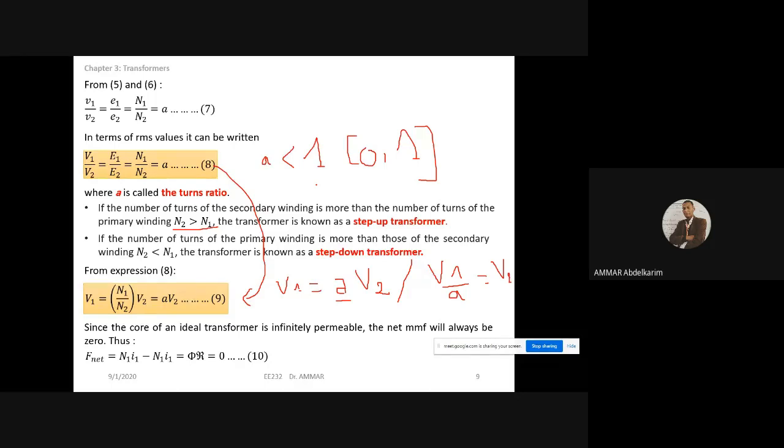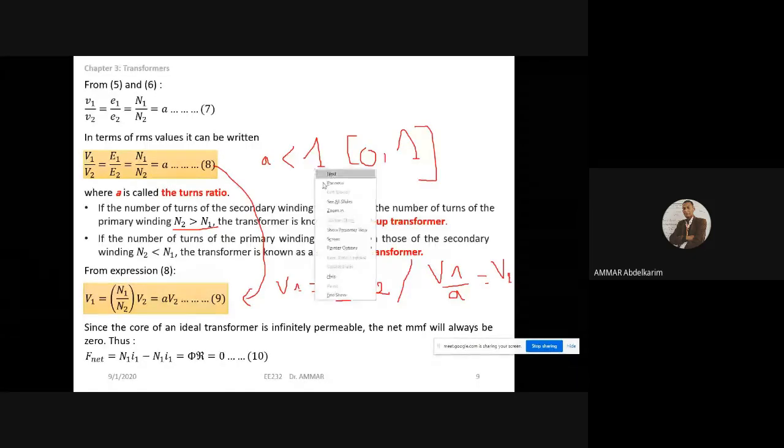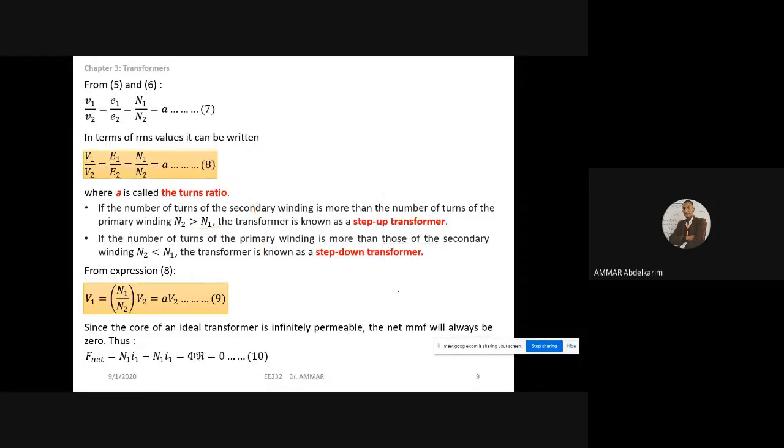V1 over A, where A here is less than 1, between 0 and 1. V1 over A equals V2. So the output is greater than the input. The second case is when n2 is less than n1.